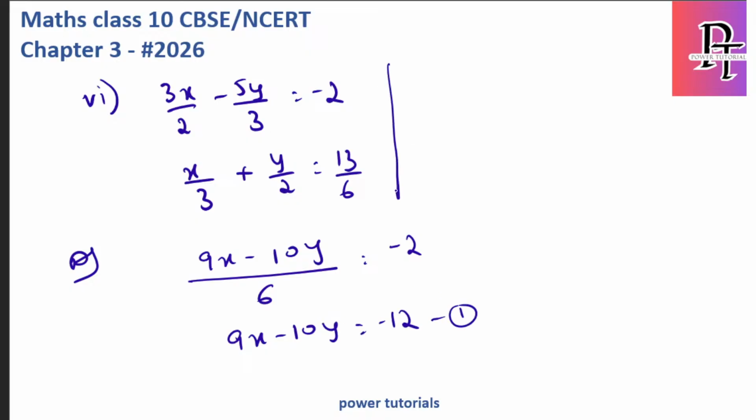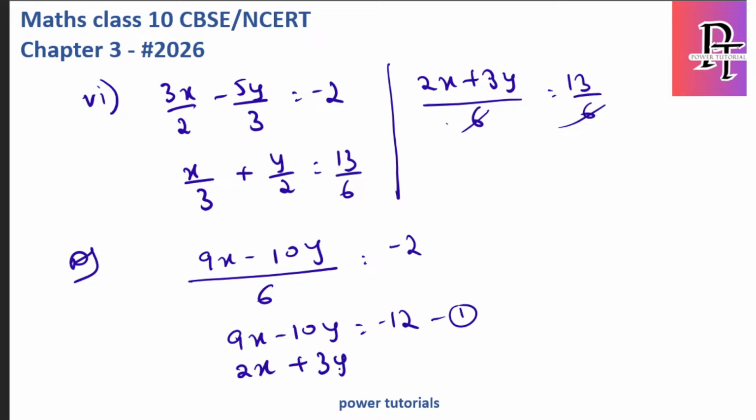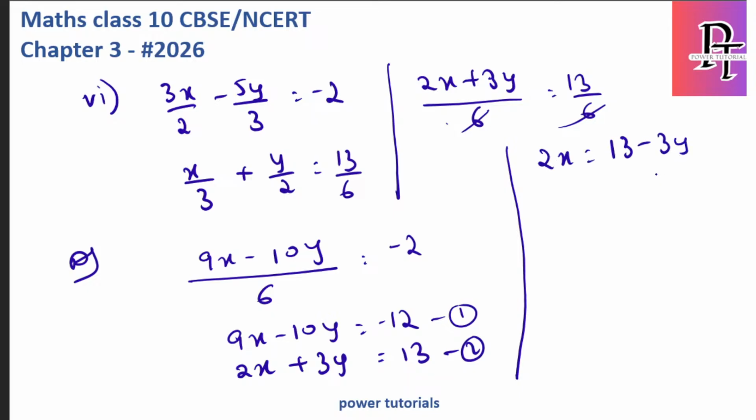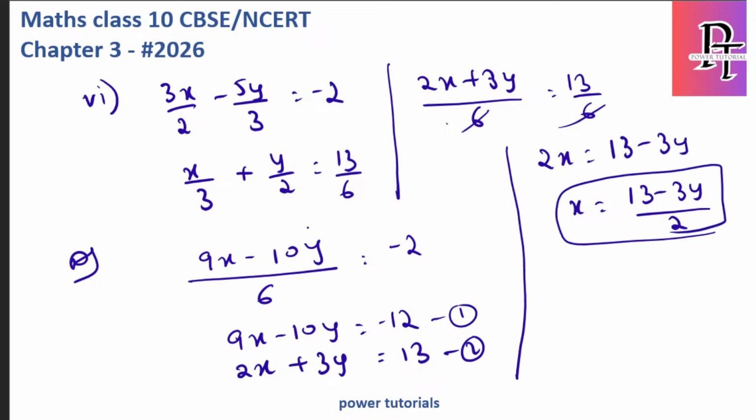Do the same for the second equation. This becomes (2x plus 3y) by 6 is equal to 13 by 6. The 6 on both sides can be cancelled out. Now we get the second equation as 2x plus 3y is equal to 13, equation number 2. Now we are going to solve using the substitution method. The second equation has smaller numbers, so I will use the second equation. I will get 2x is equal to 13 minus 3y, or the x value is (13 minus 3y) by 2.